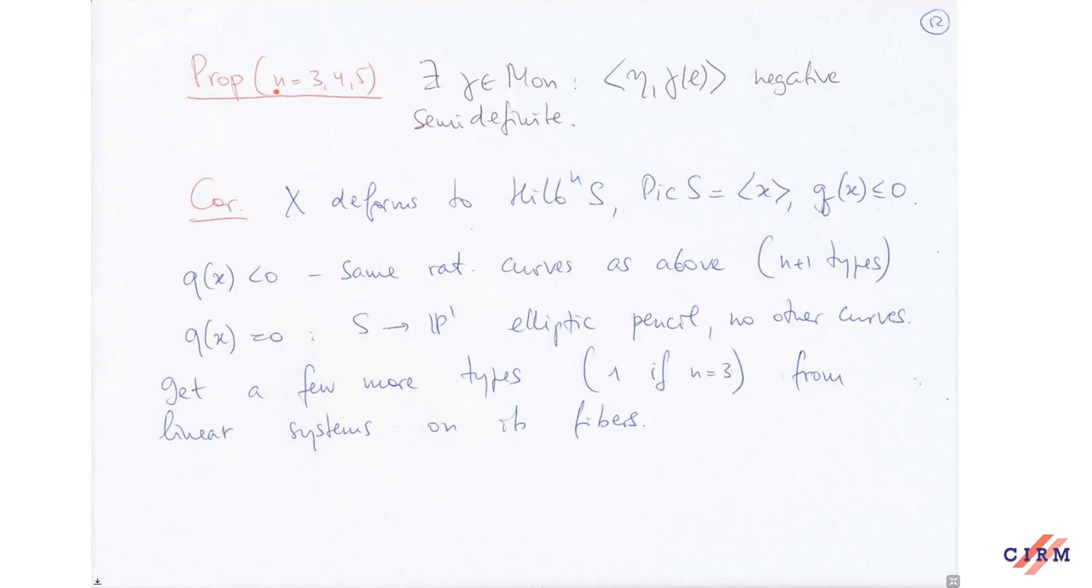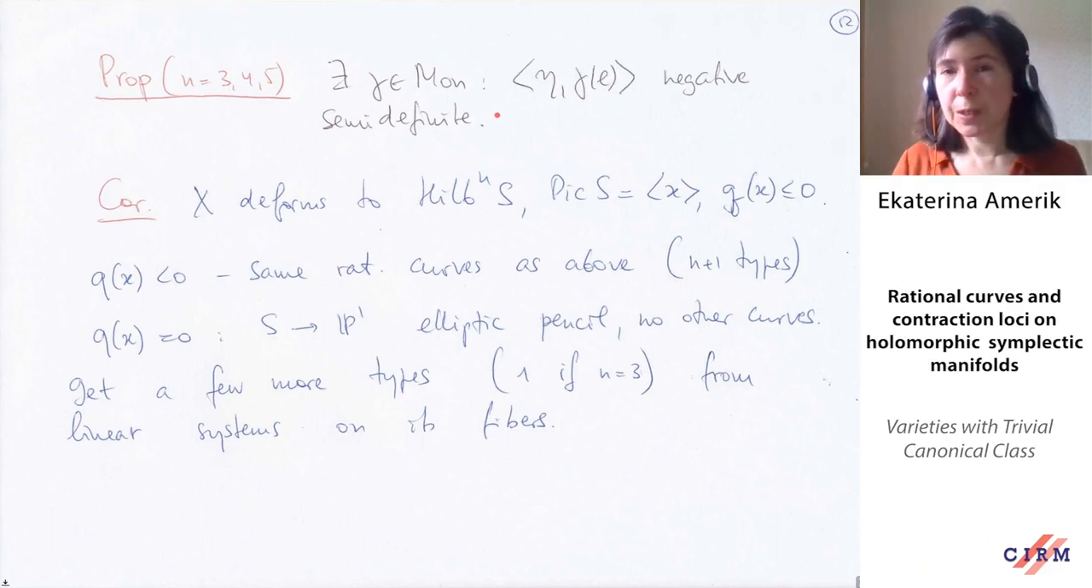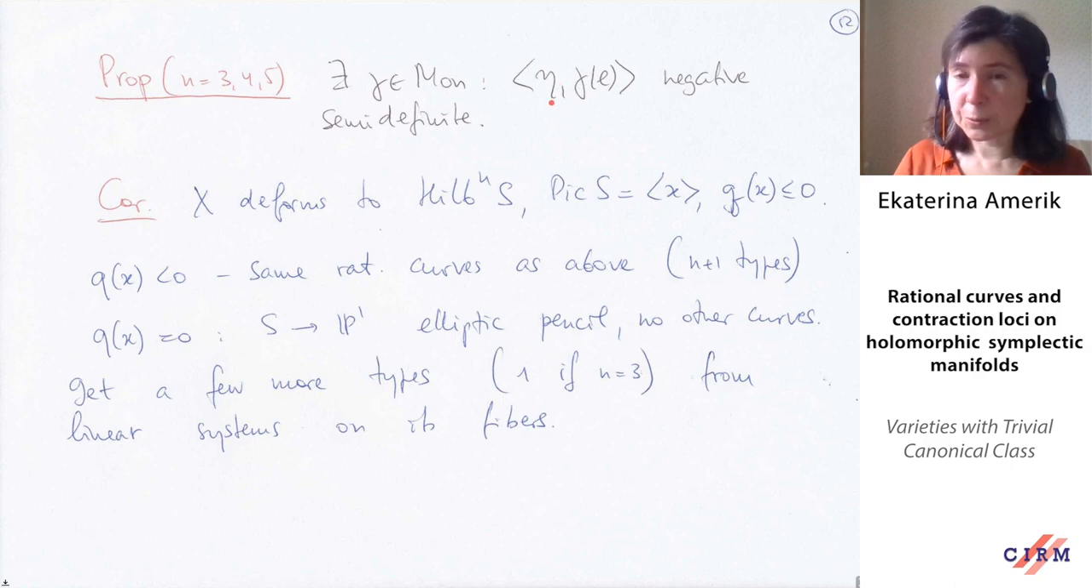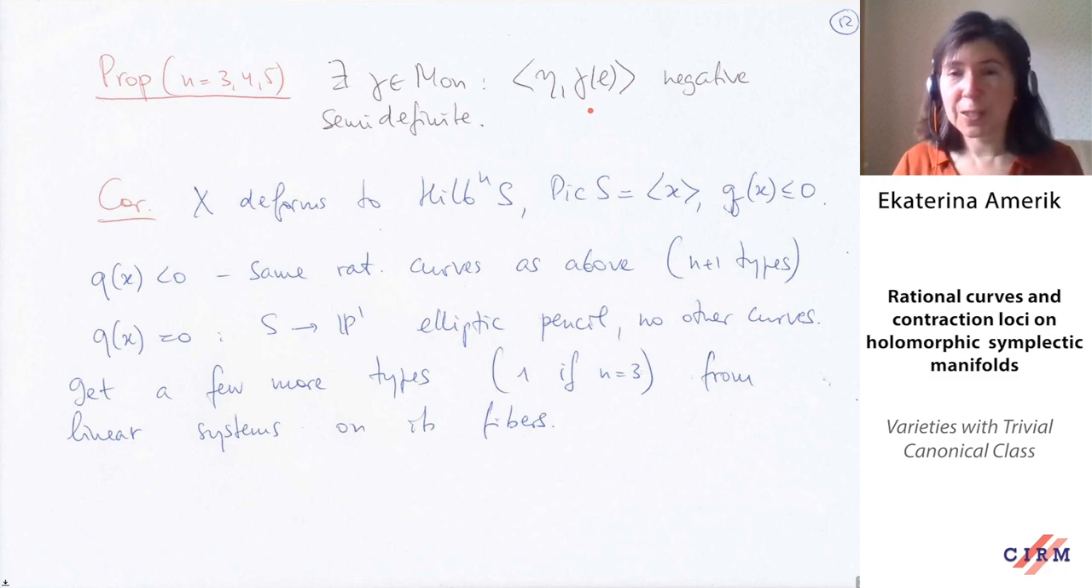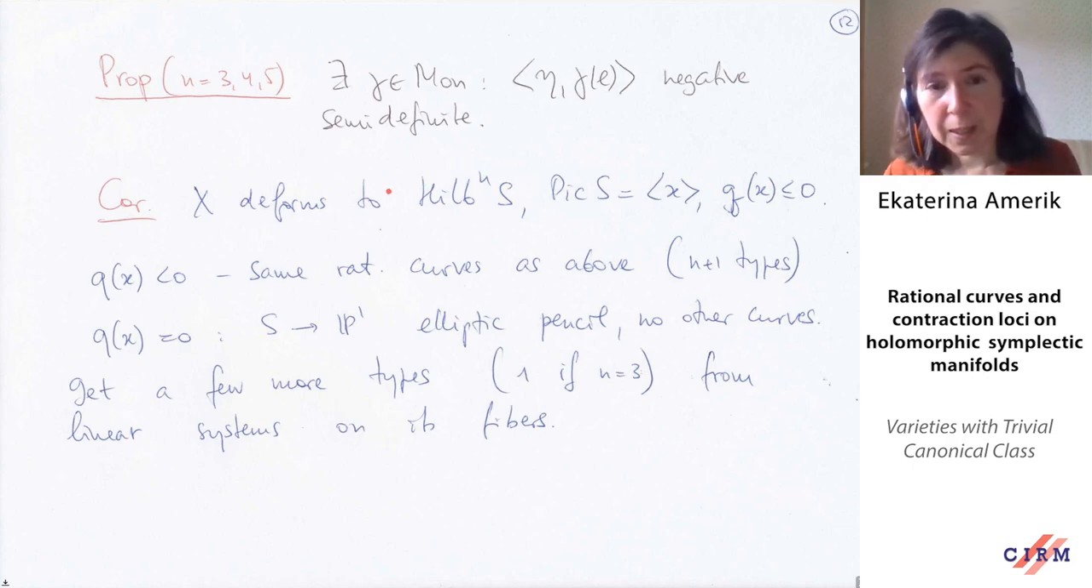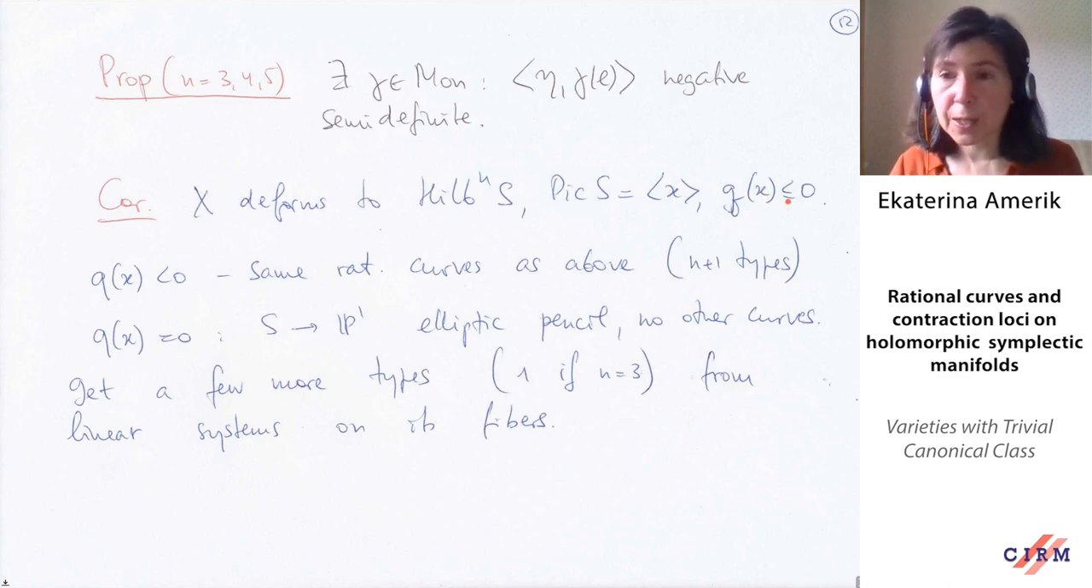For n equal to 3, it's not true anymore that we can find a gamma of E such that eta and gamma of E generate a negative vector space on which the Beauville-Bogomolov form is negative definite. But we can find a gamma of E such that this subspace is Beauville-Bogomolov negative semi-definite. And then X deforms to Hilb N of S, where S is a K3 surface with cyclic Picard group generated by X, and the Beauville-Bogomolov square of X is negative or zero.